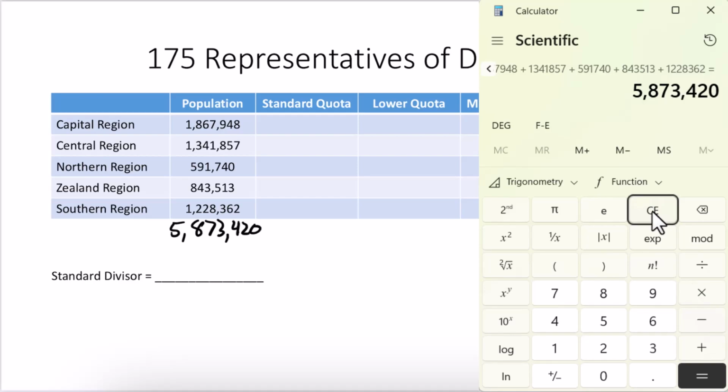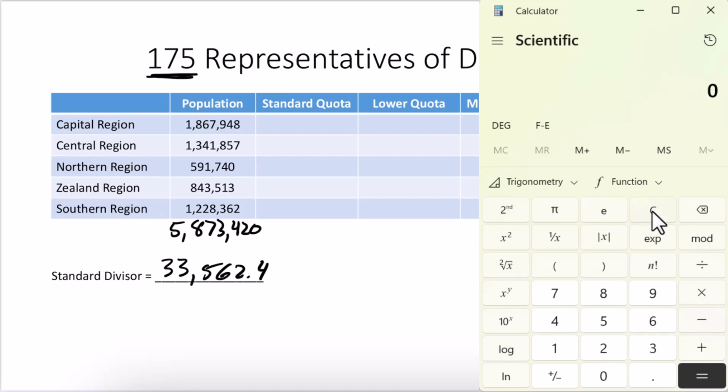Then you're going to find the standard divisor. The way you find the standard divisor is you split up the total population into however many groups you have representatives for. In this case, since we have 175 representatives, I'm going to take this total population and divide by 175. What this standard divisor means is that each representative will represent about 33,562.4 people. Now, obviously, you can't represent a decimal of a person, and also the individual populations are not necessarily going to divide evenly into this standard divisor. But that's what the standard divisor represents.